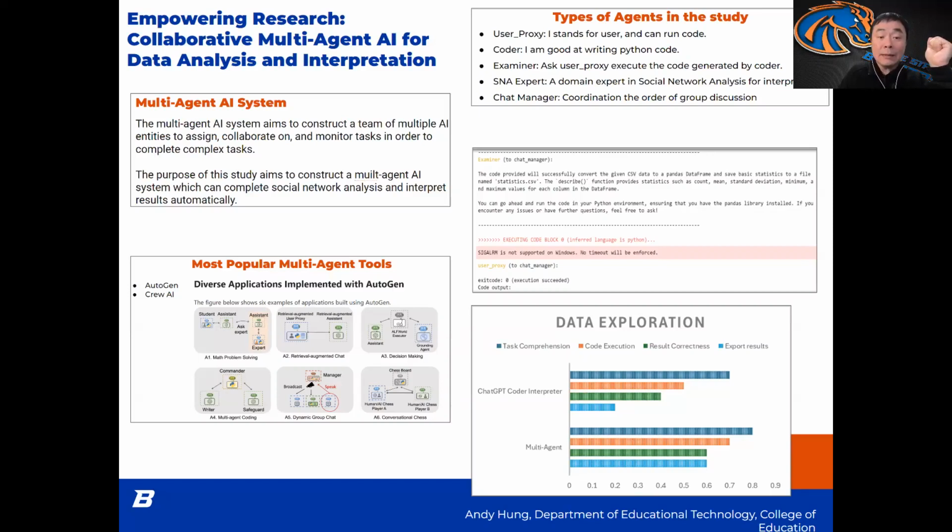The dataset used in this experiment is an open dataset of online course discussions extracted from Coursera with more than 10,000 students. And the study consists of 6 parts and is still ongoing. So here are some initial results of 20 rounds in the tasks of data exploration. We compare the multi-agent AI system with the single agent OpenAI's code interpreter. The results show that the multi-agent AI system slightly outperforms the OpenAI code interpreter in task understanding and result correctness.